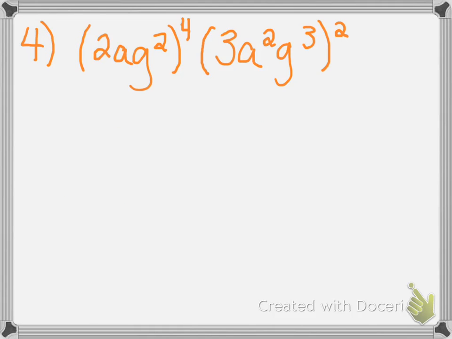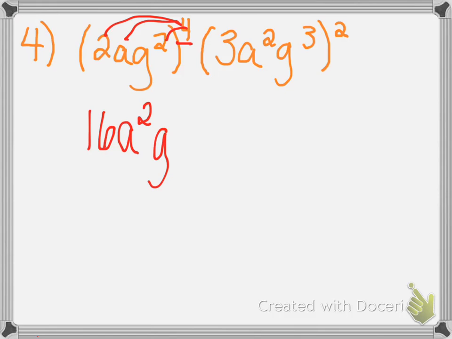Number 4 is the same process. So you're going to take your outside exponent and you're going to distribute. So 2 to the 4th is not 2 times 4, it's 2 times 2 times 2 times 2. So that's 16 a squared. And then g, you're going to multiply 2 times 4, which is 8.